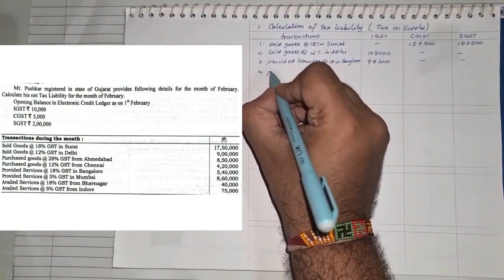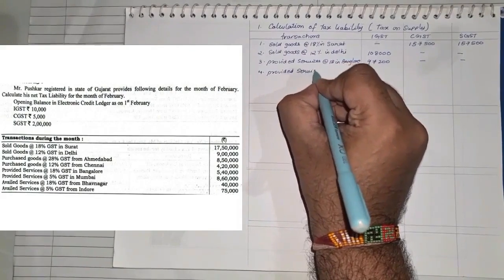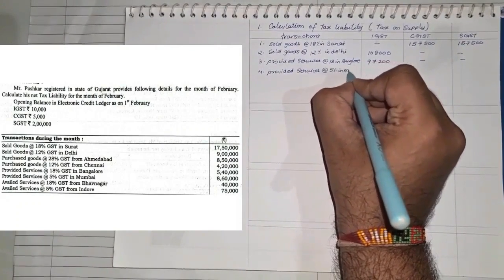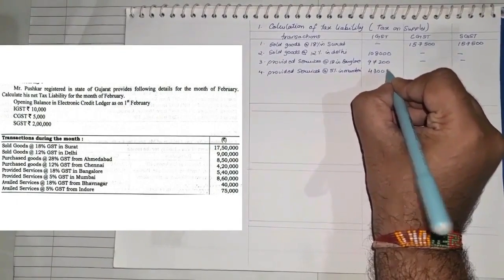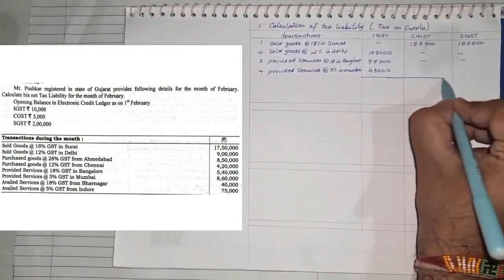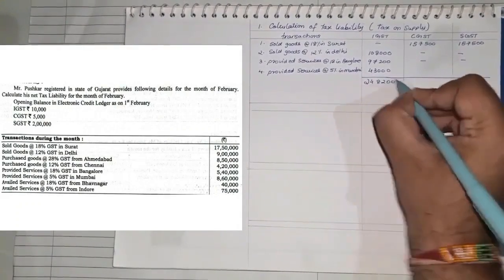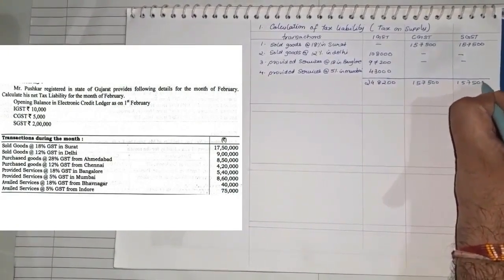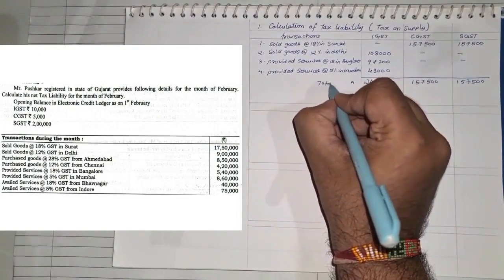Fourth one, we have again provided services in Mumbai at the rate of 5%. The value is 8,60,000 into 5%, that is 43,000. That's it. Everything else is based on ITC. We add it up, so I get the answer as 2,48,200, 1,57,500 and again 1,57,500. This is the A part, the total of your output sale, your tax on supply.